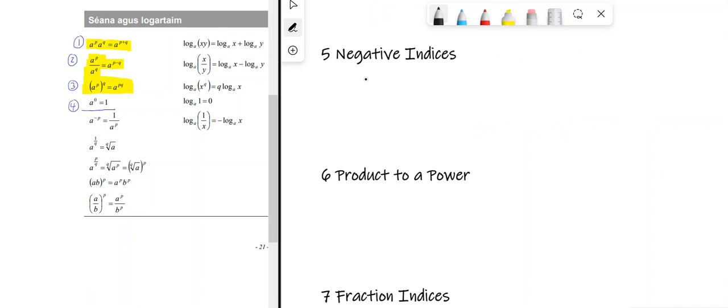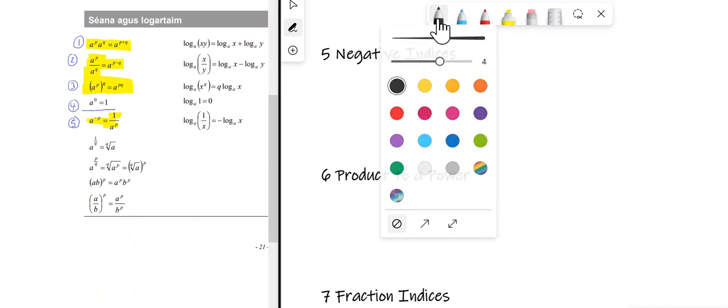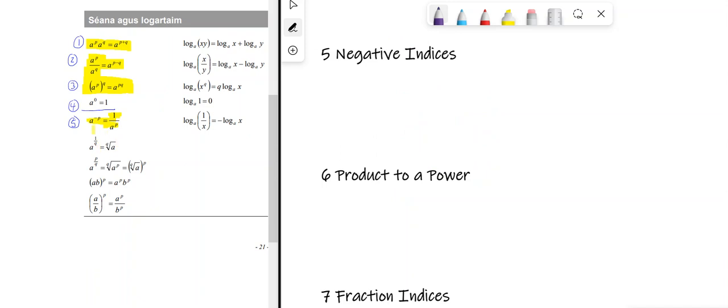So the next one then, or the fifth rule, so we're talking about this one here. So again, this shows up in your log tables like this. So let's think about what that actually means. So what it's basically saying, let me just change the colors here, is that a to the power of minus p is equal to 1 over a to the power of p.